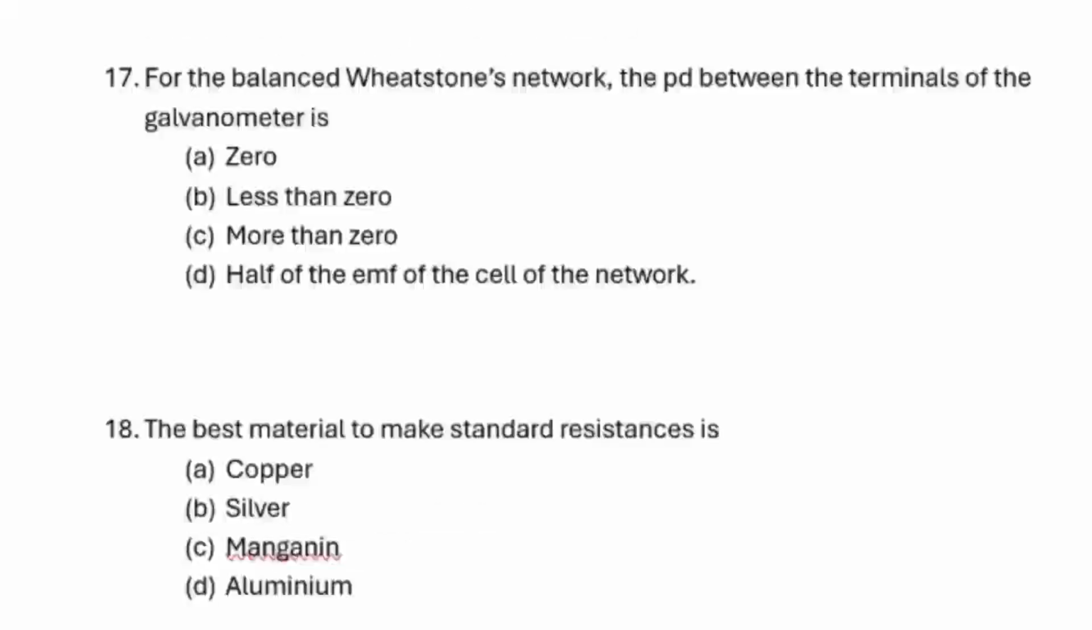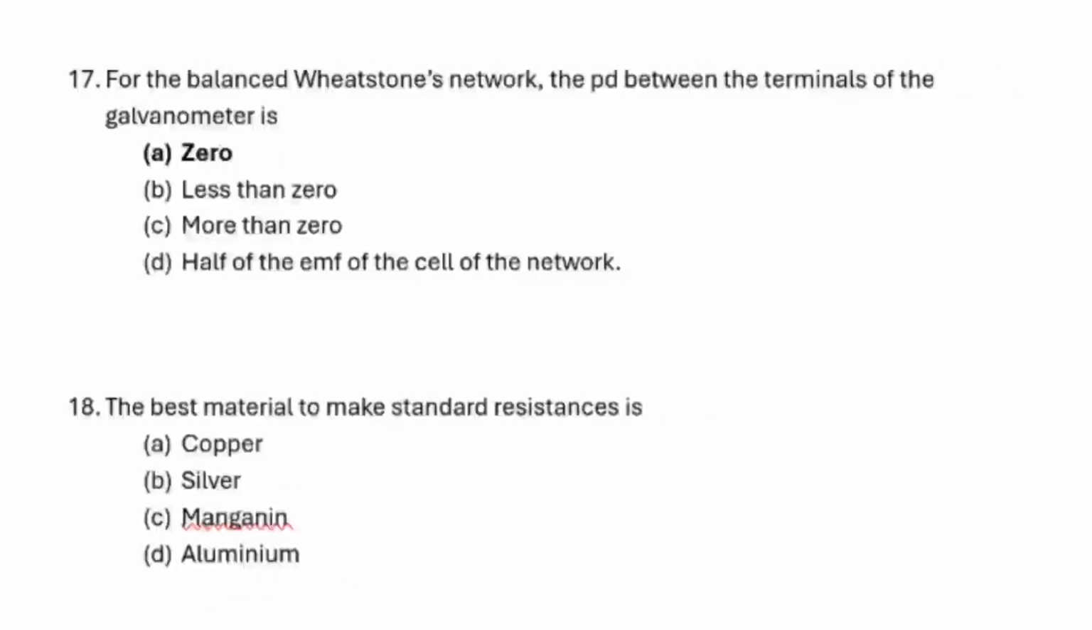Question number 17. For the balanced Wheatstone's network, the potential difference between the terminals of the galvanometer is option A 0, option B less than 0, option C more than 0, option D half of the EMF of the cell of the network. Here the correct answer is option A 0.